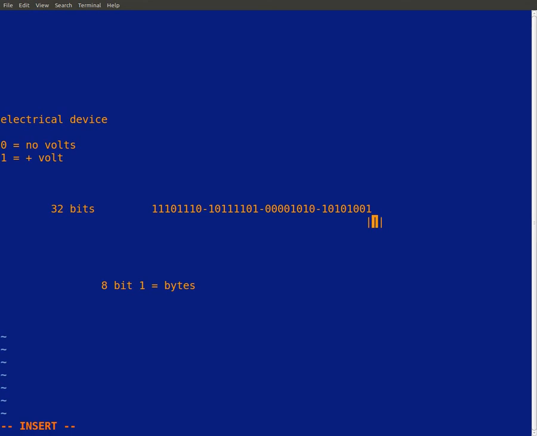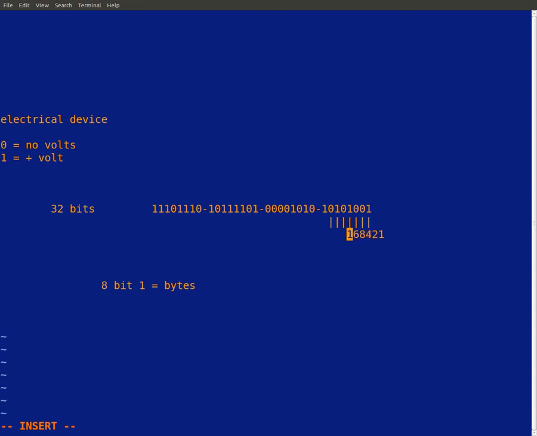With computers, they read like this. When you want to read binary, from right to left, this position is a 1. 1 doubled is 2. 2 doubled is 4. 4 doubled is 8. 8 doubled is 16. And we'll stop there for right now.